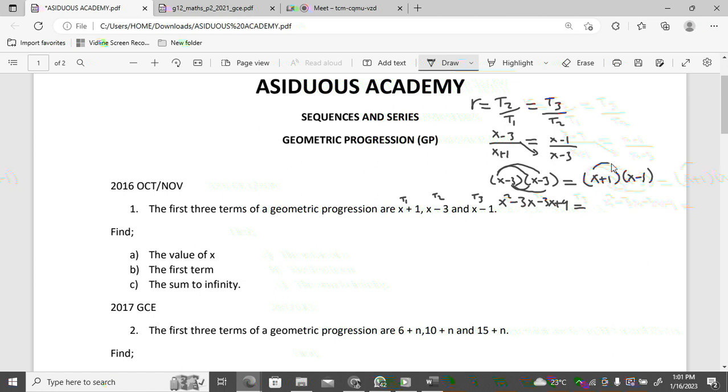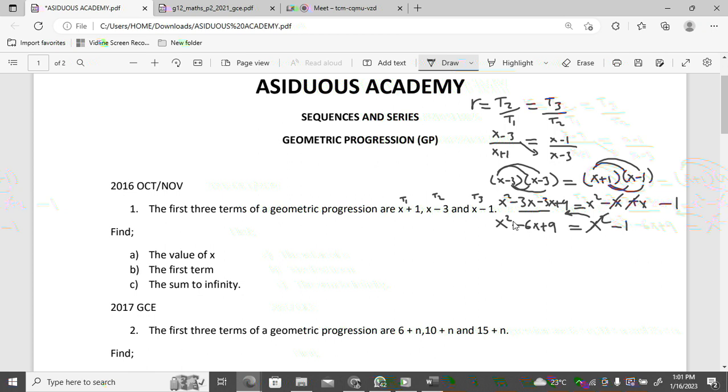And that is going to be equal to x times x, which is x squared, x times negative 1, negative x, and then 1 times x, positive x, and then 1 times negative 1 gives us negative 1. From here, we simplify. We're going to have x squared, negative 3x minus 3x, that will be negative 6x, and then positive 9. This will be equal to x squared here. Now this is negative x, this is positive x, those are going to cancel, and then we have a negative 1.